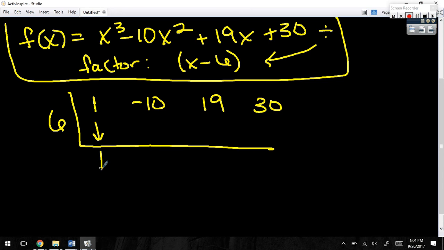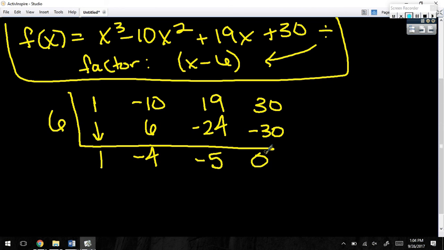Multiply, add, multiply, add, multiply, add until you get to the end, okay? What am I multiplying? The 6 on the outside, right? That's what keeps going to everything. 6 times 1 is 6. If I add those, I get negative 4. 6 times negative 4 is negative 24. Add those to 19, negative 5. Multiply, negative 30.